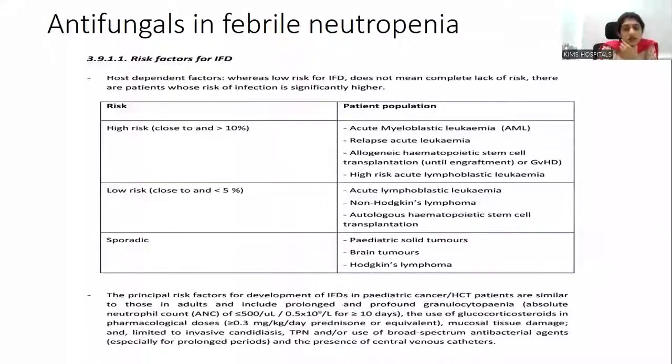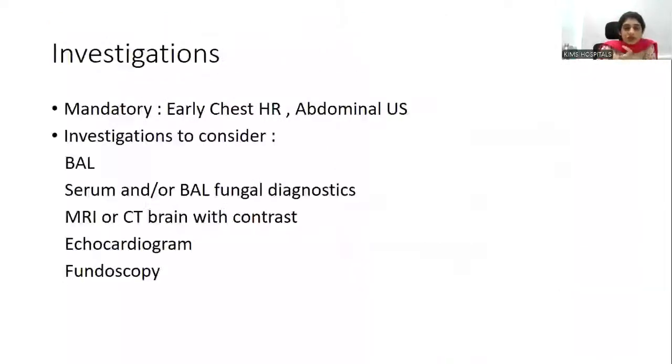These are antifungals. You need to keep invasive fungal disease in mind also in febrile neutropenia. There is a high risk of invasive fungal infection in these particular conditions: AML, relapsed acute leukemia, allogeneic BMTs, and high risk ALL. Lower risk are low risk ALL, non-Hodgkin's lymphoma, autologous transplant, sporadic pediatric solid tumors, brain tumors, and Hodgkin's lymphomas.